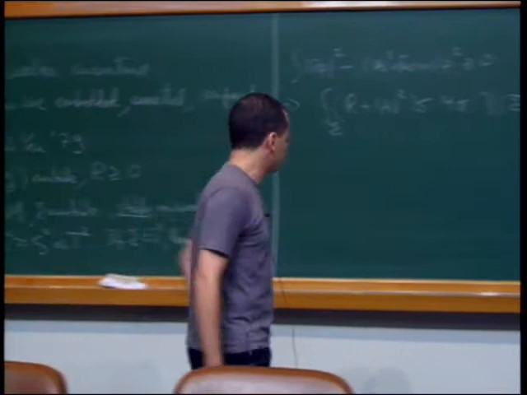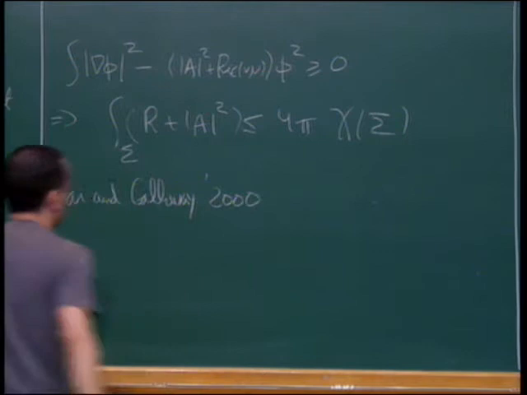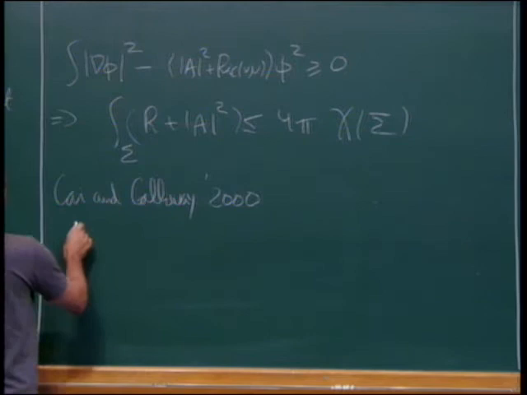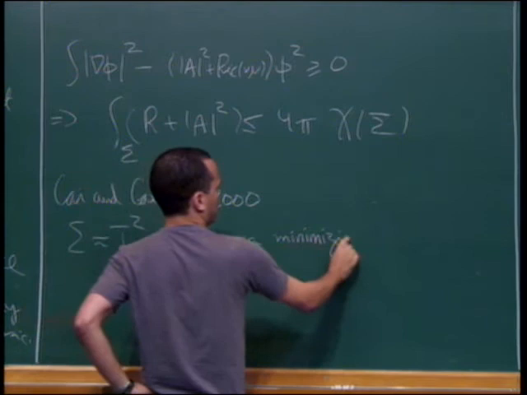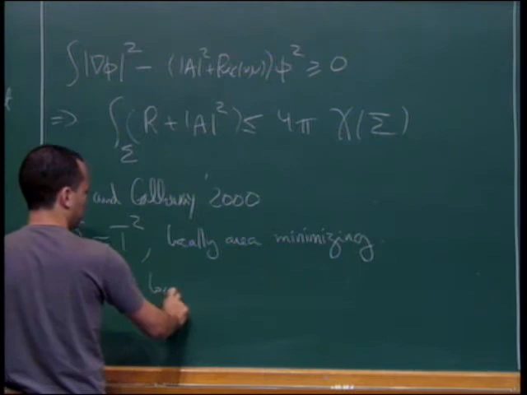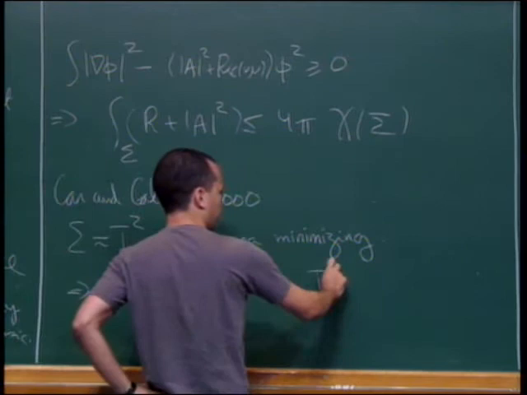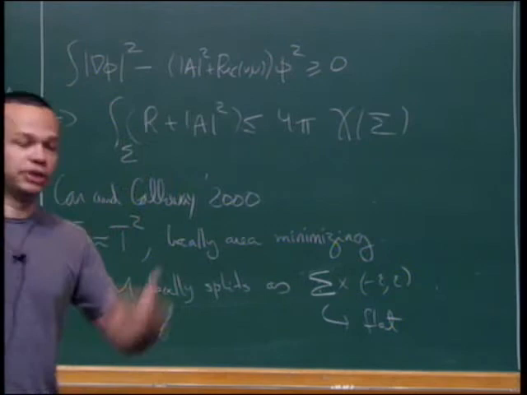And that was actually proved by Cai and Galloway in 2000. They proved that if sigma is a torus, and if sigma is actually locally area minimizing, which means that the area of the surface is less than or equal to the area of any nearby surface, then your manifold splits locally as a product of a torus times an interval. Sigma is actually flat in that setting. So you get a strong rigidity, at least locally, if you assume the area minimizing property.